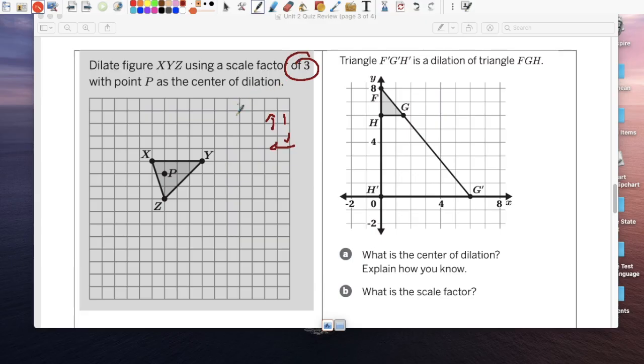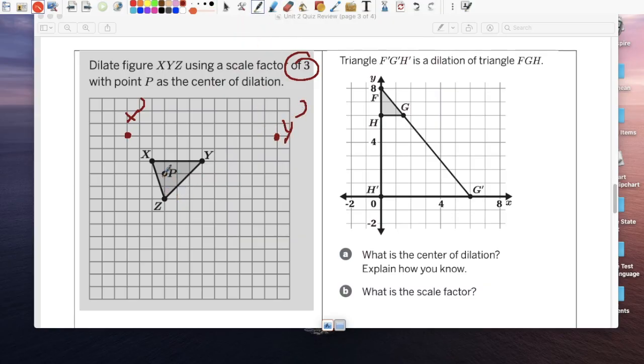The scale factor is 3, we're going to increase everything by 3, so times 3, times 3. So we're going to go 3 to the left, 1, 2, 3, and 3 up. 1, 2, 3. And there's your X prime. Y, so from P, you go 1 up and 3 to the right. If you multiply by 3, that would be 3 up and 9 to the right. 1, 2, 3, 4, 5, 6, 7, 8, 9. It would be right here, and that would be Y prime.